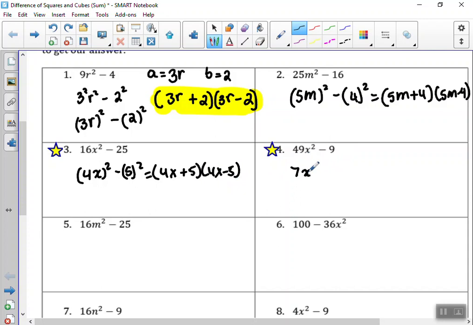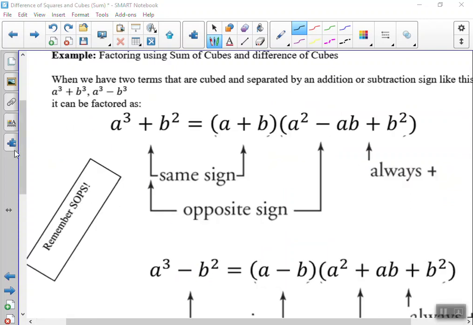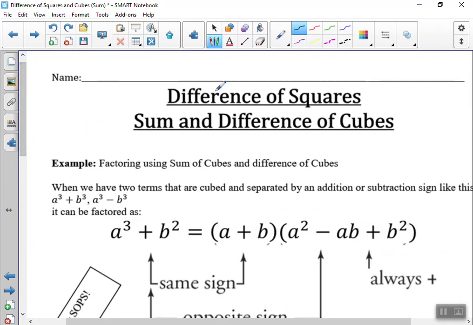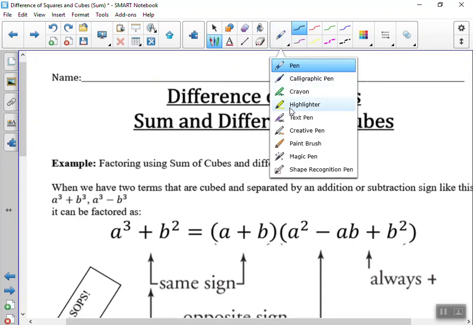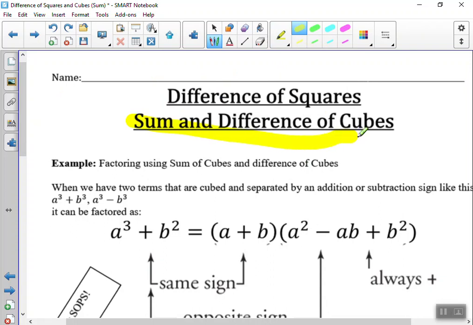This one I got 7x, I believe. And then 9 is 3 squared. So you have 7x plus 3, 7x minus 3. Okay? Alright, so we did difference of squares. Now we're going to do sum and difference of cubes.